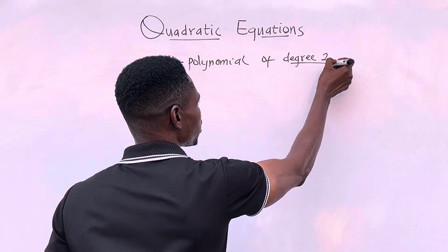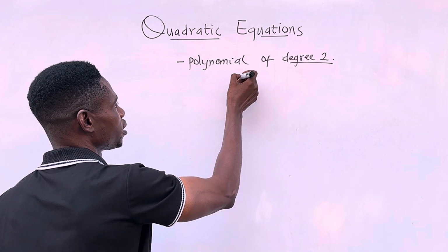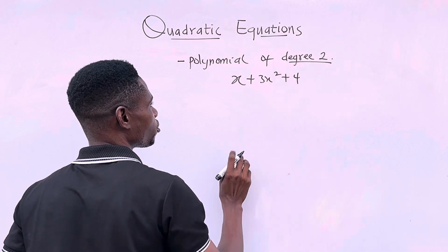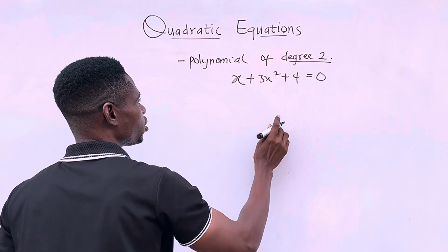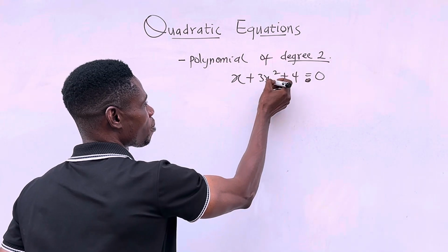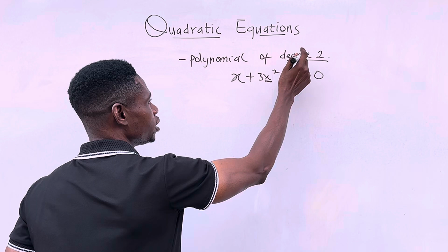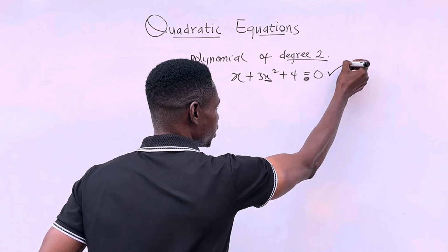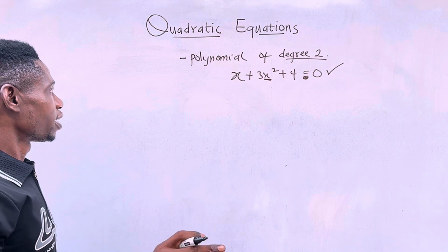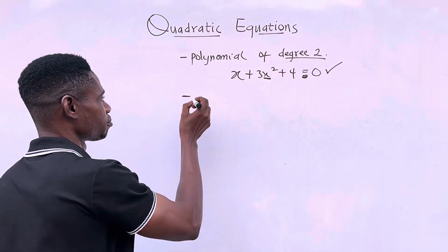What this means is that if you have an equation like this, let's say x plus 3x squared plus 4 equal to 0, the equality makes it an equation. Now the highest power of x, which is our alphabet, is 2. So the degree is 2. This is a quadratic equation. Now another thing you need to know, quadratic equations have a standard form.